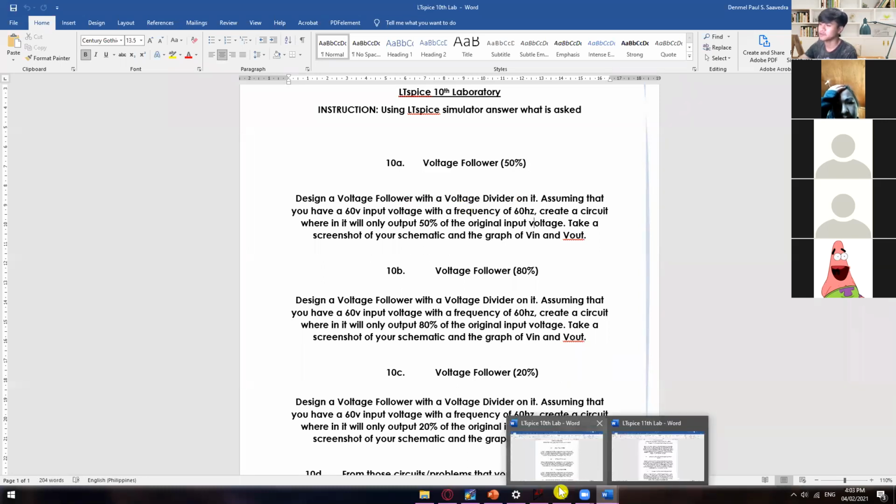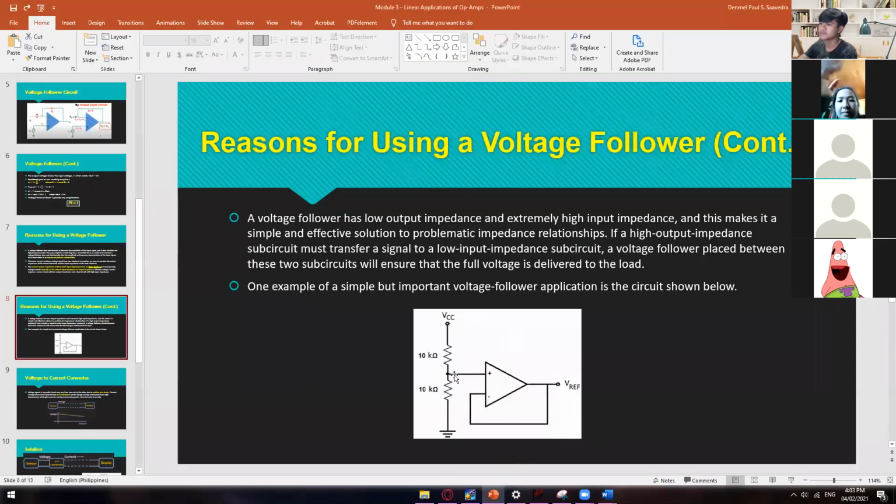Okay, and then if you take a look at the example in here, this simple circuit, we have here resistors. Those are the values, those ohms or resistance are the ones that you're going to control or change from time to time to have an output of 50%, 80%, and then 20%. So what is the 50% of 60 volts? So I'm expecting 30 volts output.